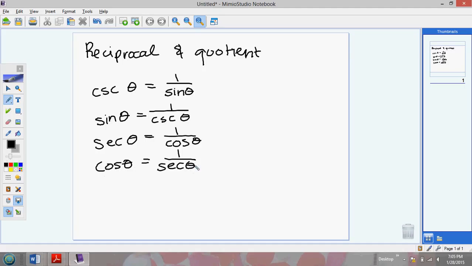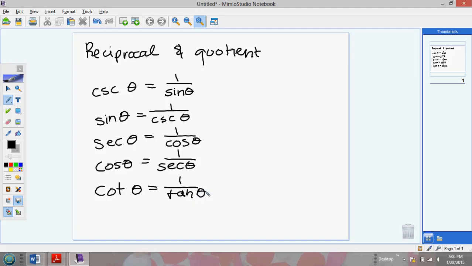The same is true, of course, of cotangent. Cotangent of theta is equal to 1 over tangent of theta. Let me back that up really quick and undo since my pen got stuck. Tangent of theta. All right, let me get a new sheet here.